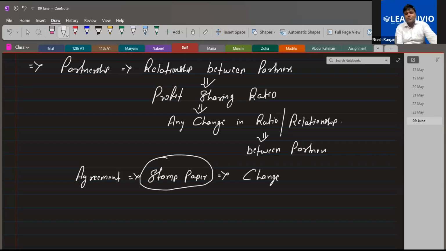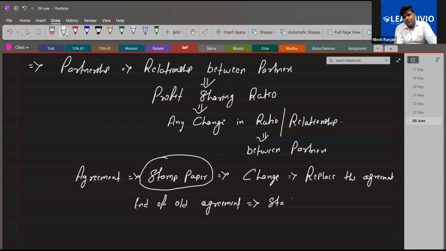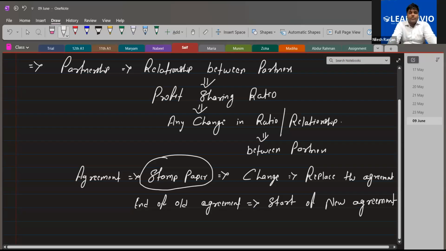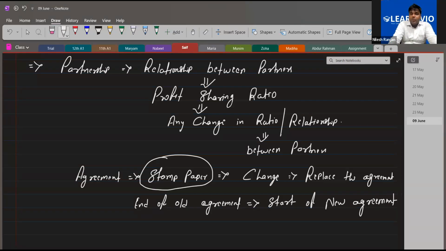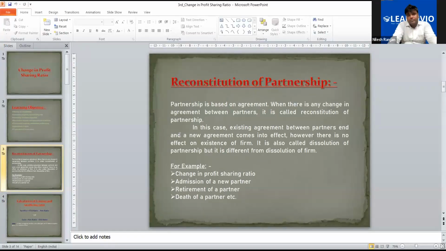So that's why if there is any change, it means we have to replace the agreement, replace the partnership deed. So it means there will be an end of the old agreement or end of the old relationship and the start of a new agreement. So this is the meaning of reconstitution. It means change in relationship between partners, or you can say end of the old agreement and a new agreement will come into existence.